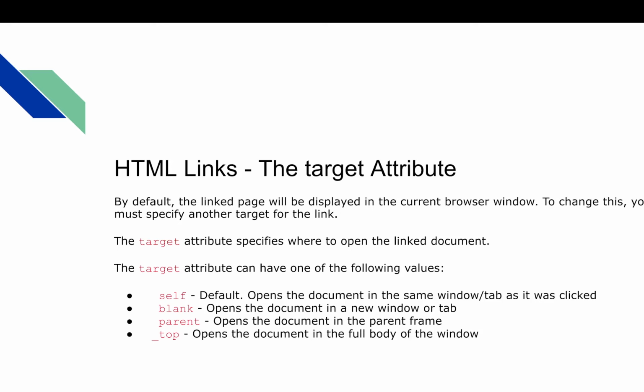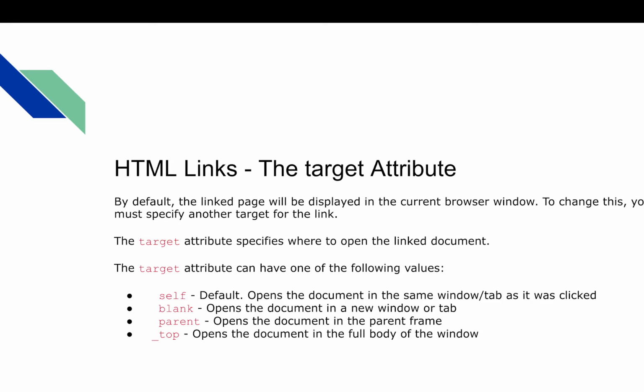HTML links, the target attribute. By default, the linked page will display in the current browser window. To change this, we must specify another target for the link. The target attribute specifies where to open the linked document. The target attribute can have one of the following values: _self.